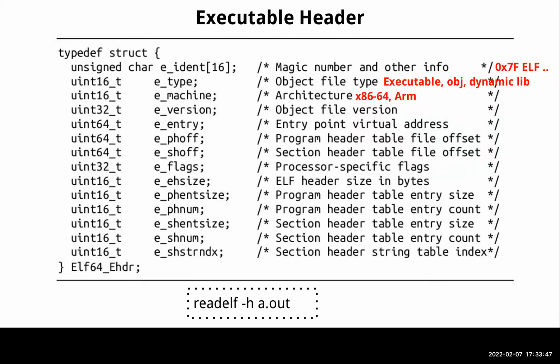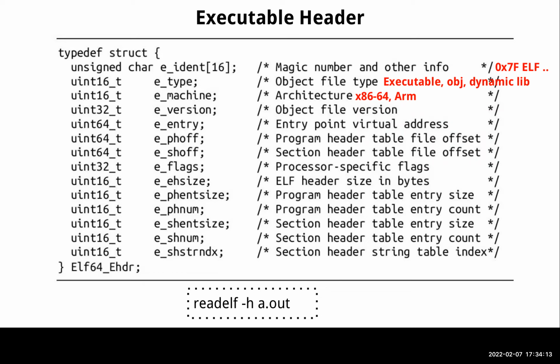So here is the data structure of the executable header. Every ELF file starts with this header. This is a structure of several bytes telling you what is in this file, what kind of ELF file it is, and how you find other components of this file.